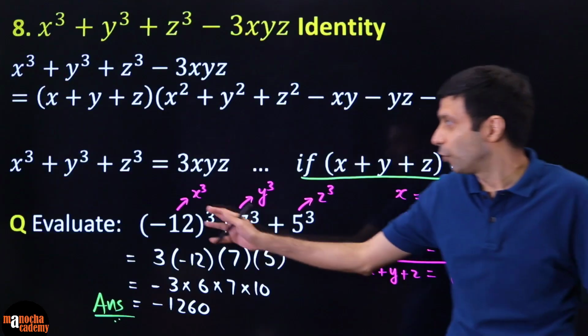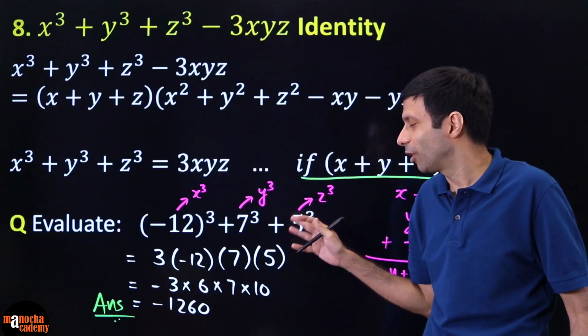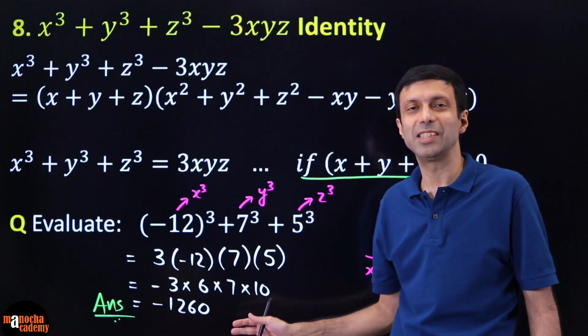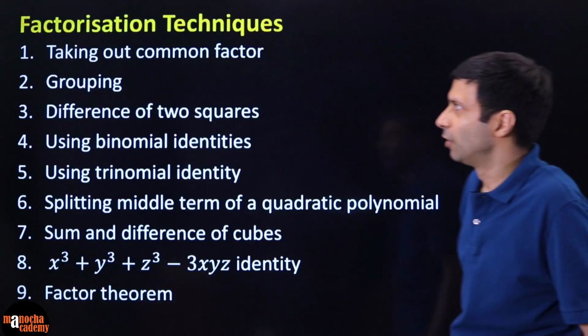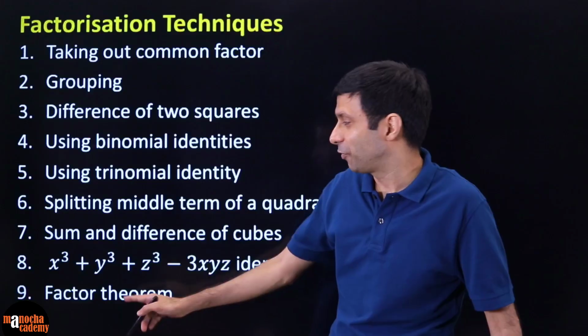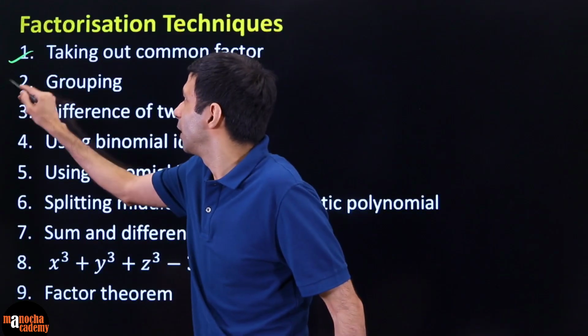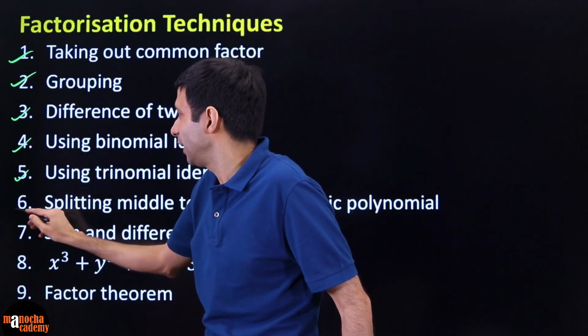So simple. If you had done it individually by cubing, it would have taken you a long time. It turns into a very simple multiplication of 3xyz. That's it. So we have done 8 methods. We are left only with factor theorem. We have done all these factorization techniques.